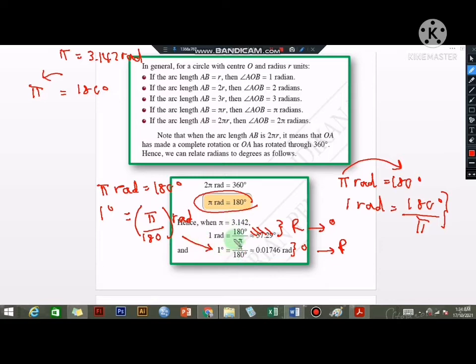So this is a very important one. This is the basic knowledge that you need to know. Pi radian is equal to 180. From this, you are going to get these two formulas. In order to convert from radian to degree, you need to use this formula, which is 1 radian is equal to 180 degree over pi. If you want to convert from degree to radian, then you need to use pi over 180 degree. Remember, this is a very important one.